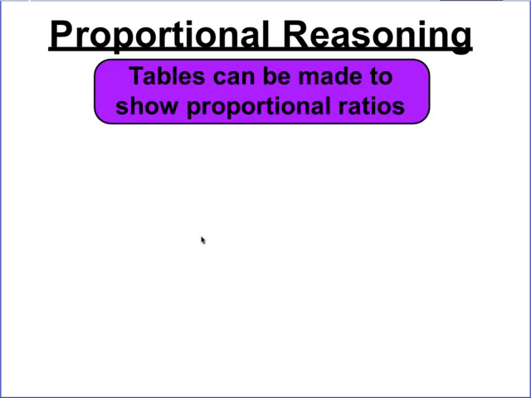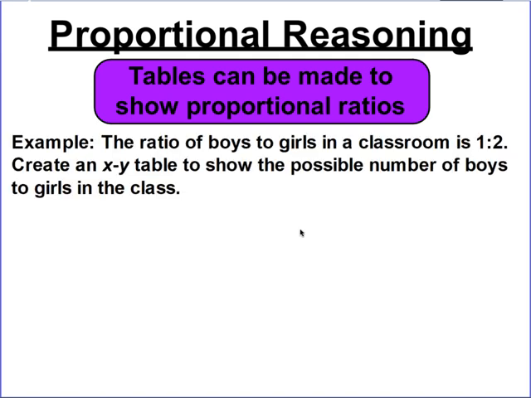Now let's use tables to show proportional ratios. So we're going to set up a table here based on the example. The example tells you that the ratio of boys to girls in a classroom is 1 to 2. That doesn't mean there's one boy and two girls in a classroom. There could be, but it doesn't mean that. It just means the ratio is 1 to 2. So it could be a variety of different totals of students in the classroom. As long as the ratio is 1 to 2, it's going to match and be proportional to the ratio given here. So let's create an XY table to show the possible number of boys to girls in the class.